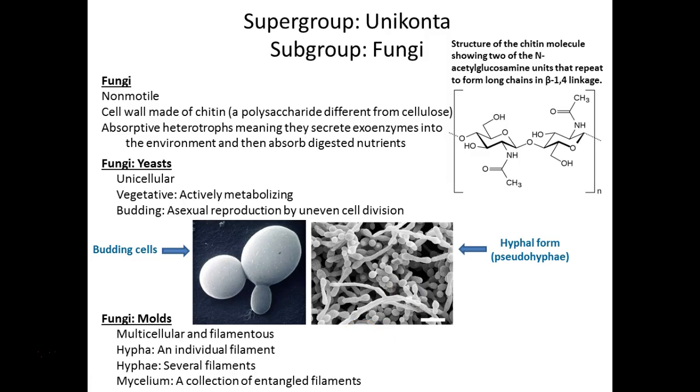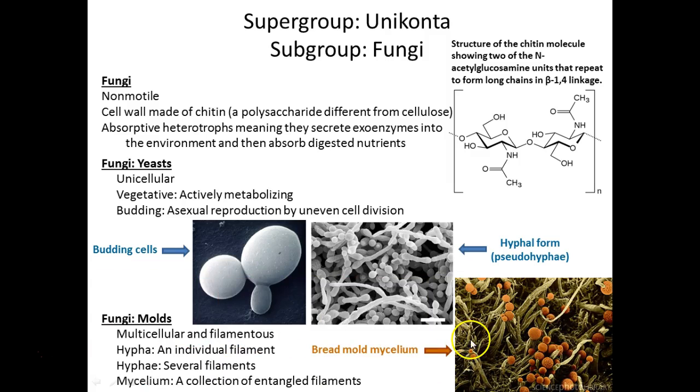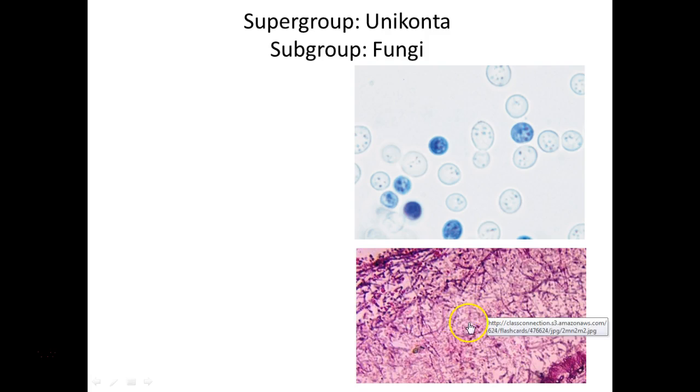Molds, on the other hand, are multicellular, right? We can see them growing on our bread and things like that. That big mass is called a mycelium. Under the microscope, the individual fibers we'll see, right? So this is the big mass. The individual fibers you see under this microscope, that's the hyphae, like the filamentous-like cells.